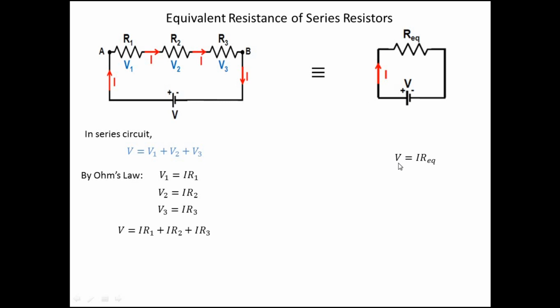So we can equate this equation and this equation, or we can substitute V as IR equivalent. So we can say here V equal to IR equivalent equal to IR1 plus IR2 plus IR3. And we can divide the whole equation by I to obtain R equivalent equal to R1 plus R2 plus R3. So in series connection, the equivalent resistance is simply the sum of the series resistors, R1 plus R2 plus R3.